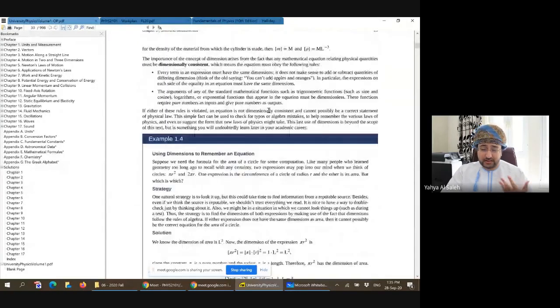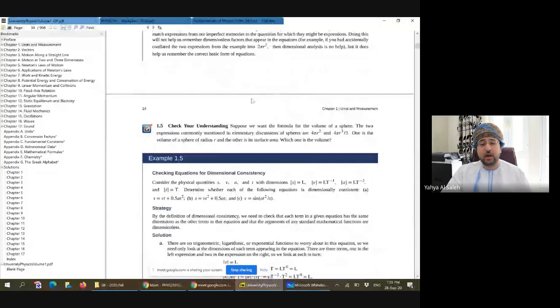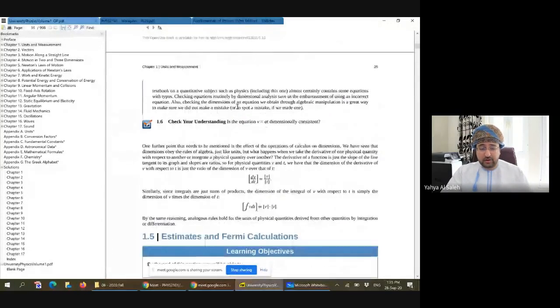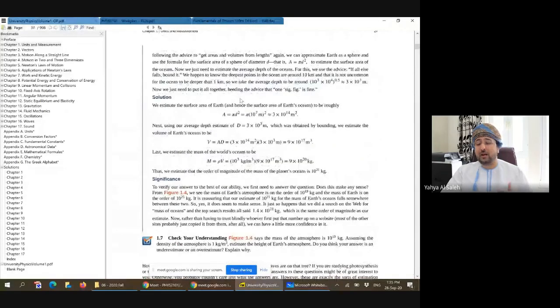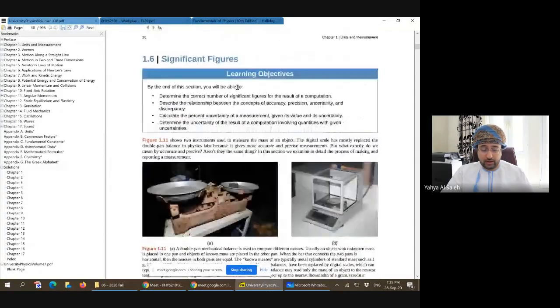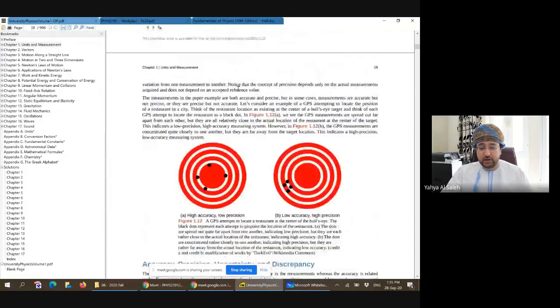Dimensional analysis, yes, this is important. This was not in the Orange book, but I would usually teach it to my students anyway, because this is very, very important. Estimates and Fermi calculations are also important, but again there's nothing to memorize. It's the idea of how it is done. Okay, you'll understand more if you do the tutorial, if you're in section 22.